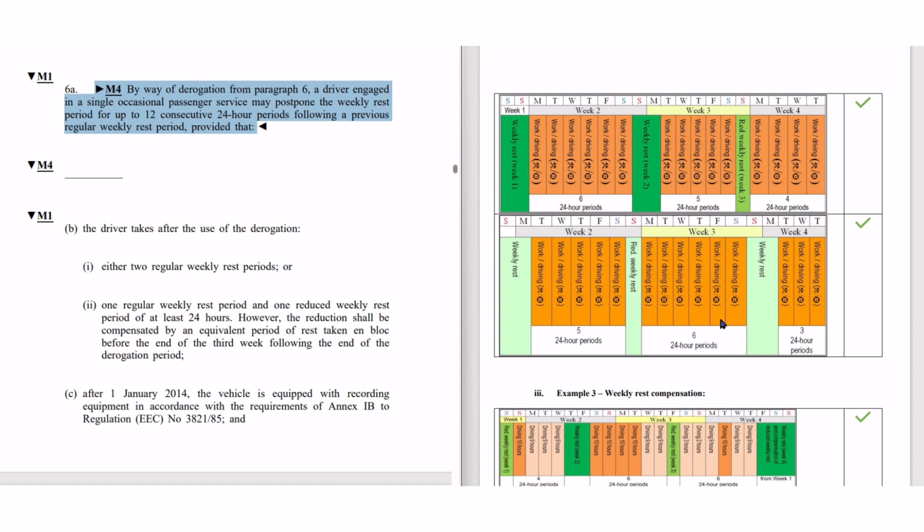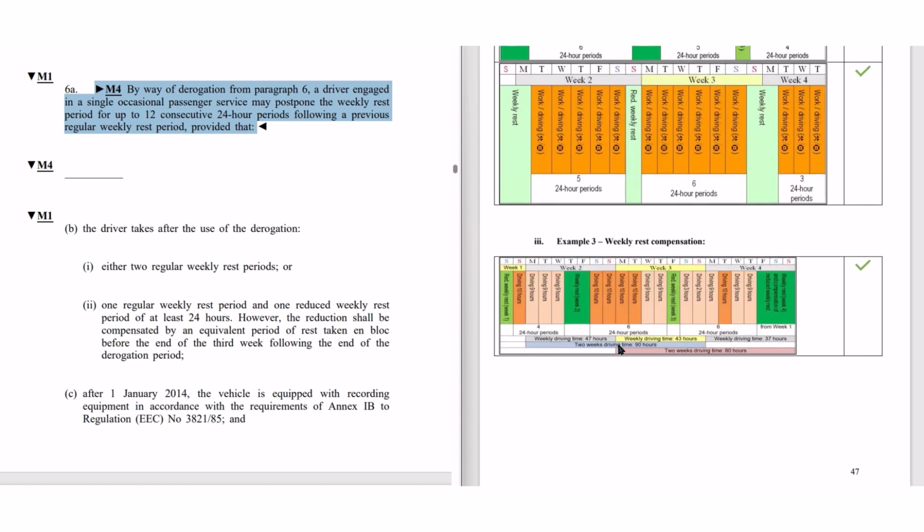In the case of occasional passenger transport, this may not be very practical, since you go on a trip and might be forced to take your weekly rest while on the road. What happens to the passengers then? So here comes the allowance. The legislator says that instead of 6 consecutive 24-hour periods, you get 12.